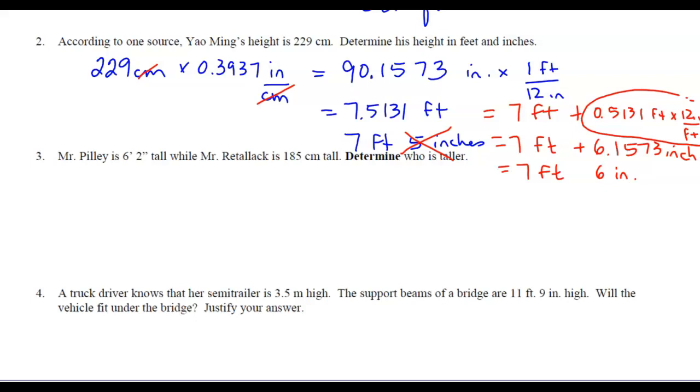Okay, so Mr. Pilley is 6 feet 2 inches tall. Mr. Ritalik is 185. Determine who is taller. So you decide in this case, are you going to go from centimeters to inches and then convert like we did in the last one to their height to feet in inches? Are you going to go from imperial to metric? I'm going to do imperial to metric, 6'2" to metric, just because it's the other way. Either way works. We just did the other way for the previous question.